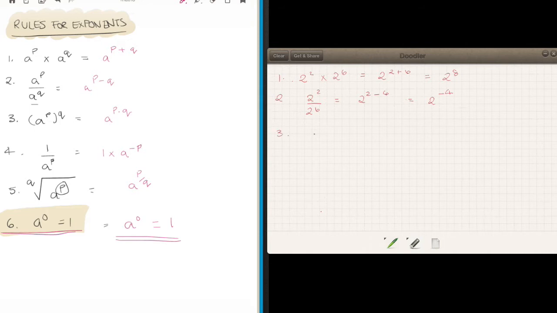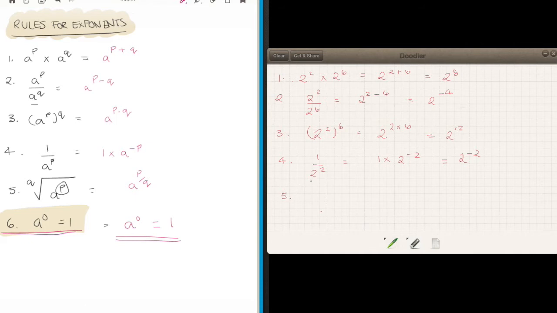Third rule will be, say there's 2 to the power of 2 in brackets to the power of 6. This will become 2 to the power of 2 times 6. Now we will get 2 to the power of 12. Fourth rule is, say we have 1 divided by 2 to the power of 2. This will become 1 times 2 to the power of minus 2, which will then eventually be 2 to the power of minus 2. You can simplify that.